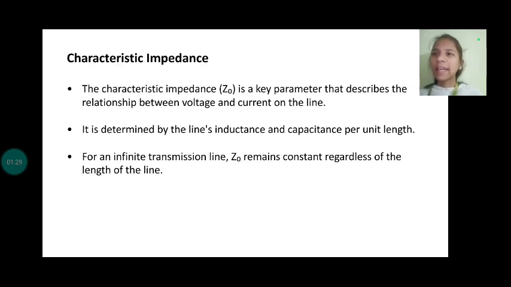Characteristic impedance Z0 is a key parameter that describes the relationship between voltage and current on the line. It is determined by the line's inductance and capacitance per unit length. For an infinite transmission line, Z0 remains constant regardless of the length of the line.